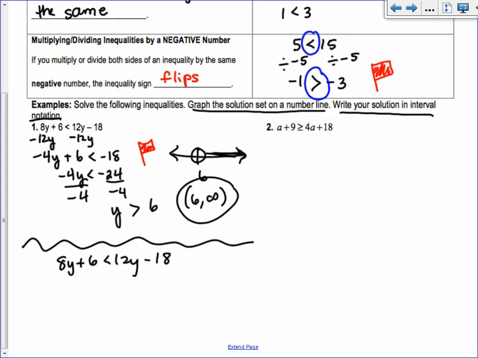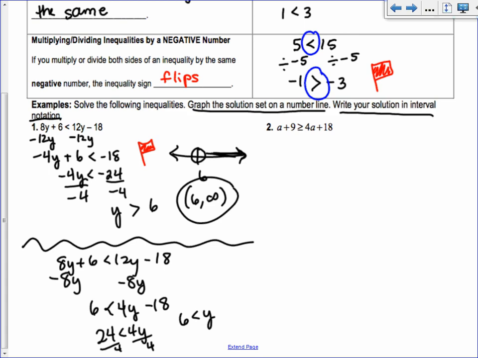And some people are like, oh, well, I don't want a negative 4y, so I'm going to subtract the 8y to the other side. Does that make sense? That way you're getting a positive 4y. All right, and then add the 18, so you get 24 is less than 4y. And when you divide by 4, now you're dividing by a positive number. So you get 6 is less than y. That's fine. You can do it that way.